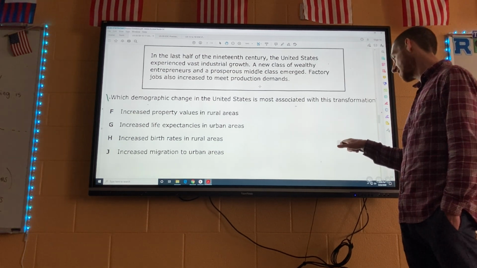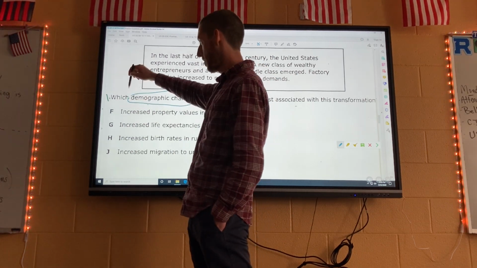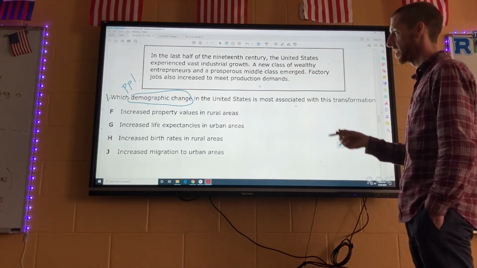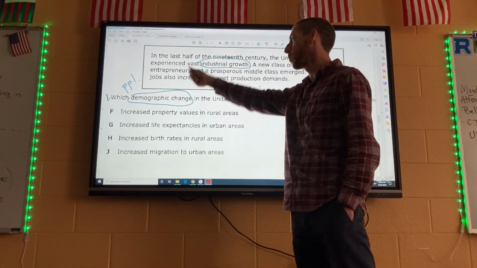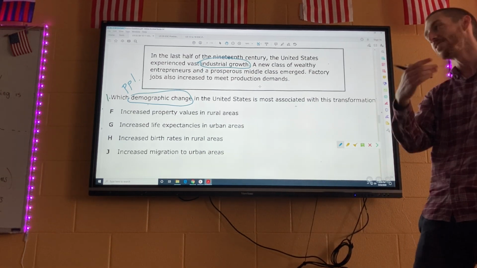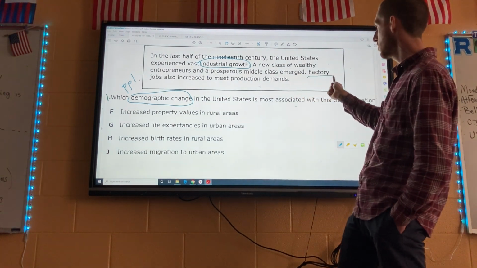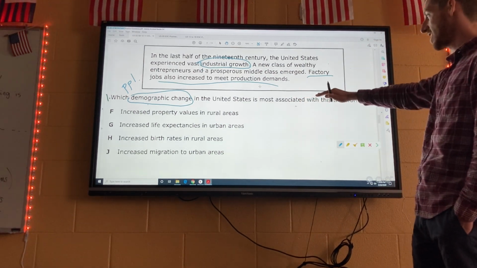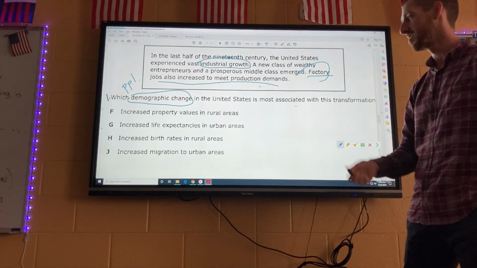Which demographic change? A demographic change has to do with people, okay? So a demographic change, that means people, okay? And what people are doing. What are people doing here? And it says, in the last half of the 19th century, the United States experienced vast industrial growth. Industrial has to do with factories and jobs in cities, okay? So it says a new class of wealthy entrepreneurs and a prosperous middle class. Factory jobs also increased to meet production demands. So, which demographic change in the United States is most associated with industrial growth and factory jobs? You find those places in cities.